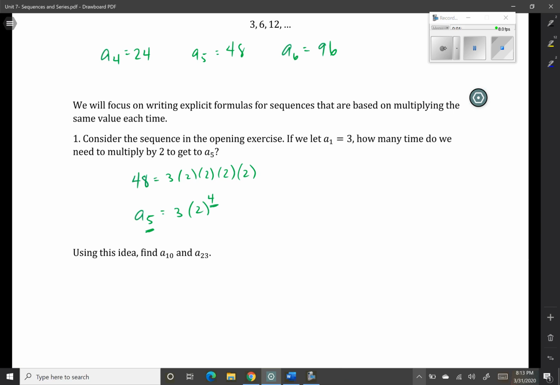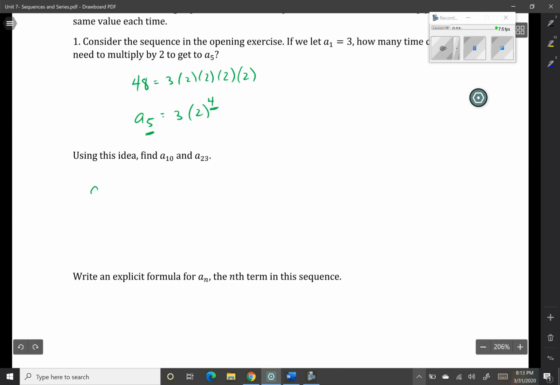So if we use this same idea to find a sub 10, we would start by saying 3 times 2 to the 9th power. Now, if we did that, it's going to be a relatively large number because we have an exponential thing happening here. So we have 1,536.